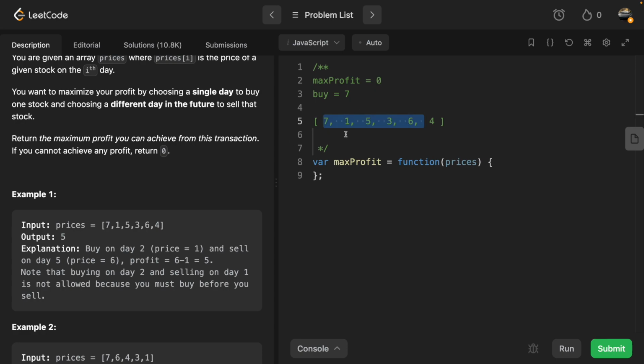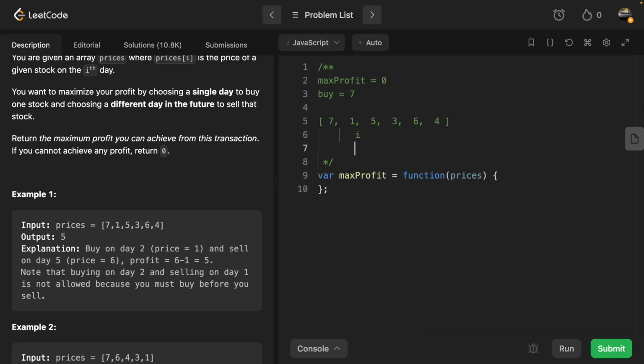From this array, we start looping from day 2. While looping, we calculate our profit. So the profit will be the current value minus the buy value. In our case, it will be 1 minus 7, which is equal to negative 6.